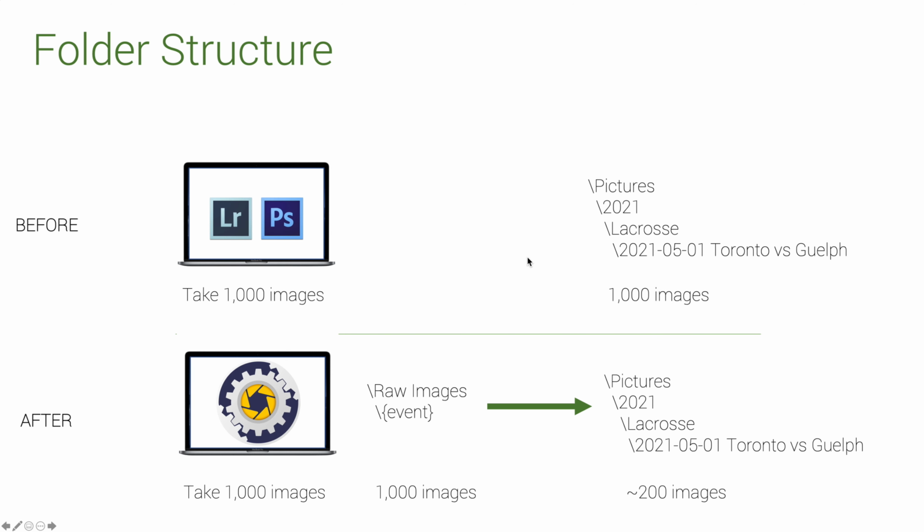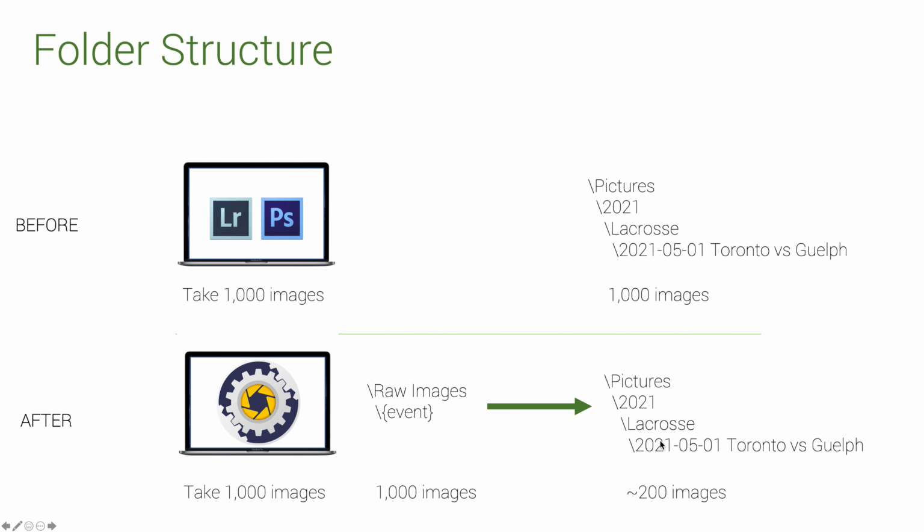But now using Photo Mechanic, my workflow would be I take the same 1,000 images, and I would ingest onto the computer into a folder that I call Raw Images, and then the subfolder would be the event name. And I use the variable, so I don't actually have to type the date, etc. I would then do my culling, rating, cropping, captioning, etc., and take just the keepers into Lightroom. So there are those 200 images again, and they would go into Pictures, 2021, etc., etc.